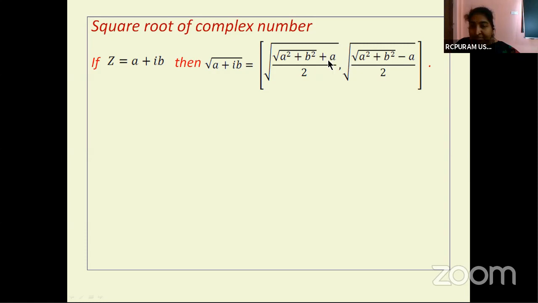The only difference is for the real part you are getting plus and for the imaginary part you are getting minus, right? So the square root of any complex number is again in the form of a complex number only. Now how we are getting this formula, we will try to see the proof, children. We'll say let root of A plus IB is equal to plus or minus X plus IY.